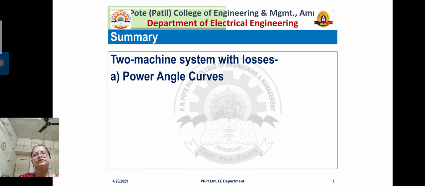So, now we can summarize today's session. Today we have seen an interesting point. See students, many times in your university exam, they always used to ask, write a short note on two machine system with losses and power angle curves. So there you have to write down all these steps.